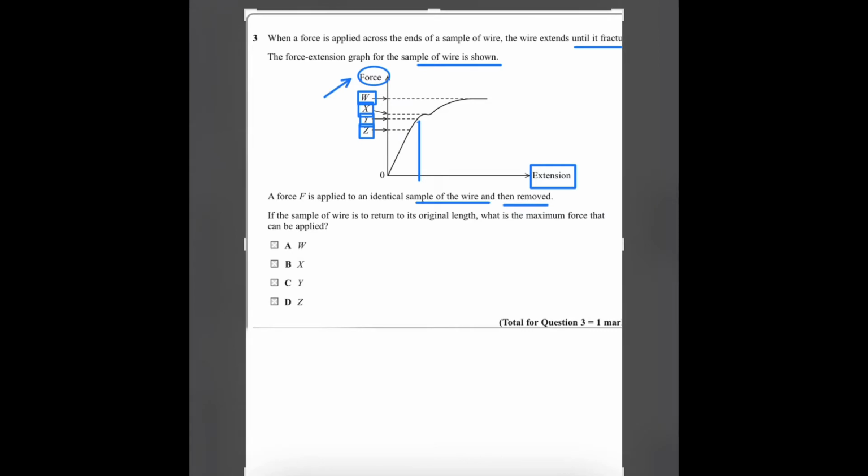If the sample of wire is returned to its original length, is the maximum force that can be applied. Returning to its original length basically means we should not cross the elastic limit, and since the elastic limit here, as I have told a bit earlier, is y, we should not exceed a force greater than y. If we exert a force greater than y, then the wire will not return to its original length. So the answer to this question is C.